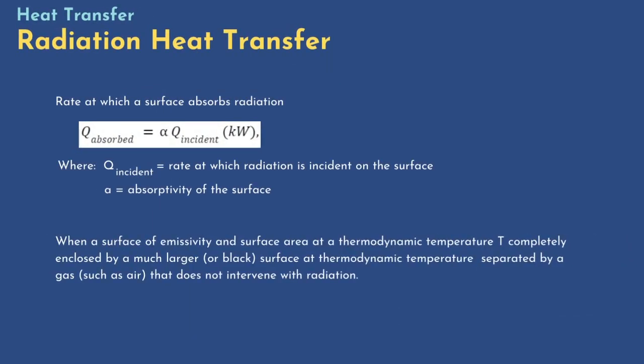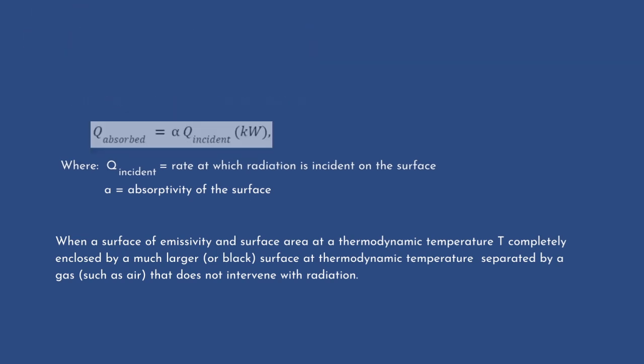The rate at which a surface absorbs radiation can be expressed as Q absorbed equals absorptivity of the surface times Q incident. Consider a surface of emissivity and surface area A at a thermodynamic temperature T sub s, completely enclosed by a much larger or black surface at a thermodynamic temperature T surrounding, separated by a gas such as air that does not intervene with radiation.